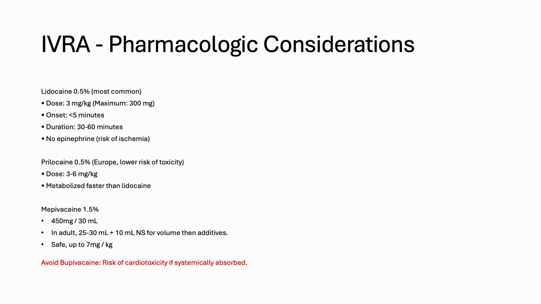We also can use mepivacaine, 1.5%. So generally it comes in 450 milligrams in a 30 mL vial. In an adult, use 20 to 30 mLs plus 10 mLs of normal saline for volume and additives. It's safe up to 7 milligrams per kilo. We're going to avoid bupivacaine due to the risk of cardiotoxicity if it's systemically absorbed.